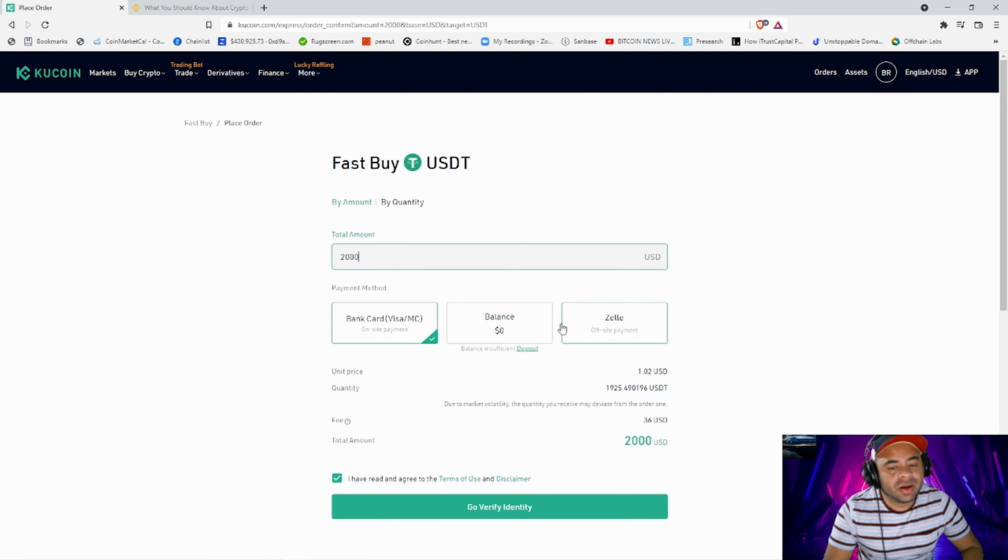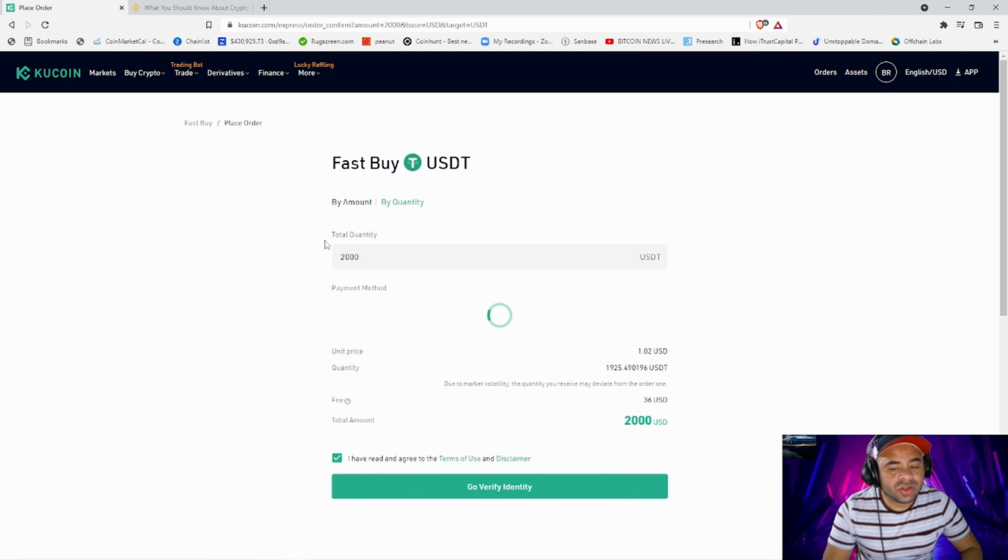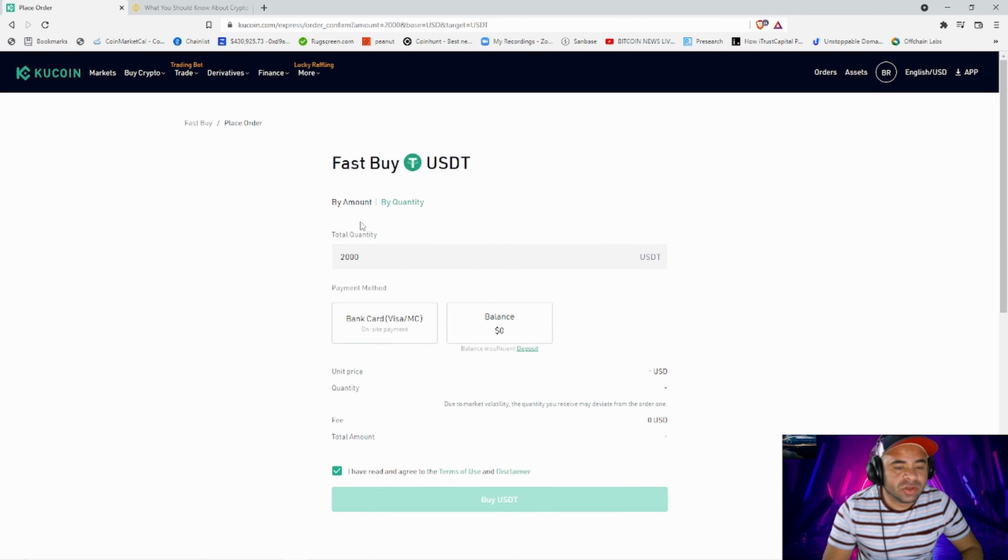They also allow Zelle payments too, right? So Zelle is in a lot of banks. I know Navy Federal has it, and quite a few other banks have it. So that's always a good way to do it too. You can also do by quantity. So you can designate quantity that you want to buy, so on and so forth. And you don't just have to buy USDT. You can buy other forms of currency too here if you were looking to do that.